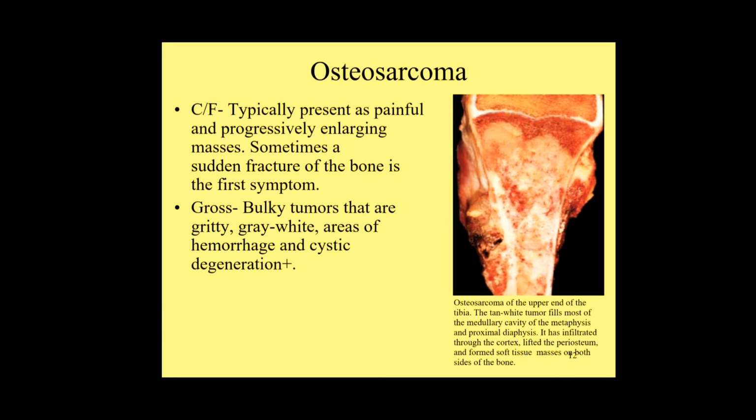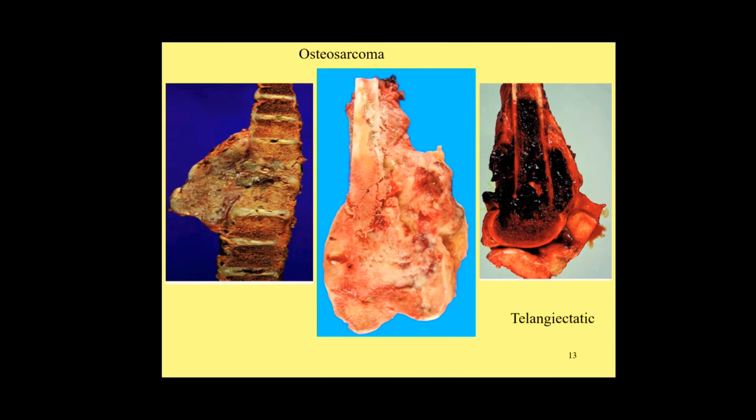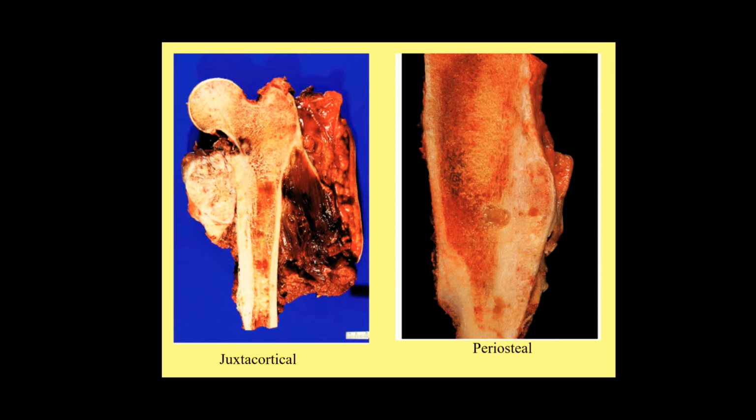So based on site of origin, we can classify the osteosarcoma into three types: intramedullary, intracortical, or surface. The intracortical is also called juxtacortical, and surface is called periosteal. So here juxtacortical arises just beneath the periosteum and adjacent to the cortex. It can also invade the adjacent soft tissue, whereas periosteal arises just adjacent to the periosteum.